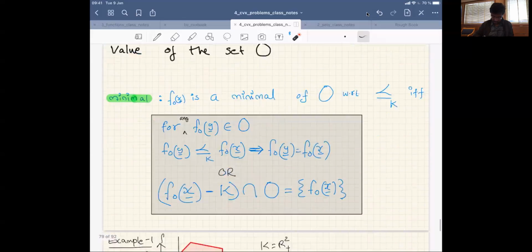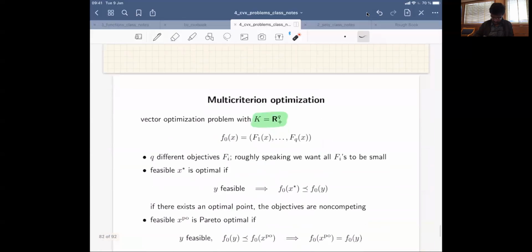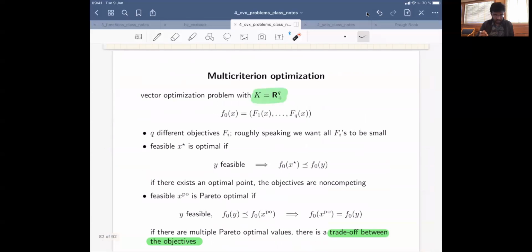So let's see an example here. Before that, there is a terminology called multi-criterion optimization. It is the same thing. The only thing is the cone has to be R plus. So whatever we discussed so far fits into the multi-criterion optimization problem. It's a vector valued objective function, and then you have an optimization problem, and this is called multi-criterion optimization when the cone is the non-negative orthant.